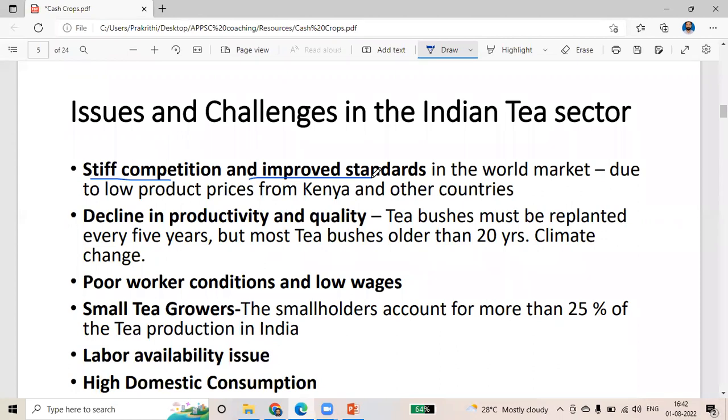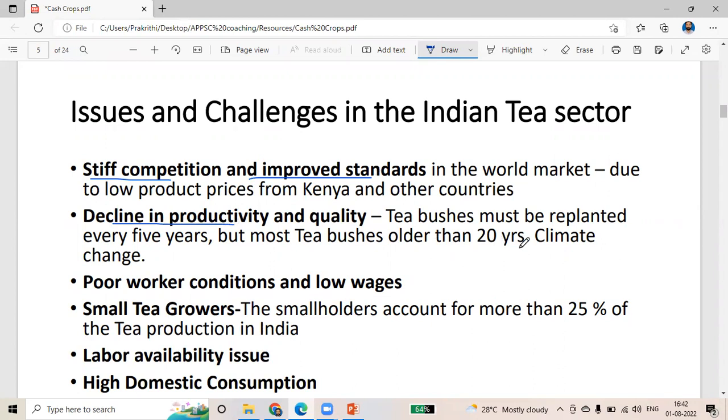For the tea plant, maximum growth is for every 4 to 5 years, after which it has to be replaced, but we are using the tea plant for 20 years. So what will happen? Our productivity will decrease. That is the second challenge we are having, decline in productivity.